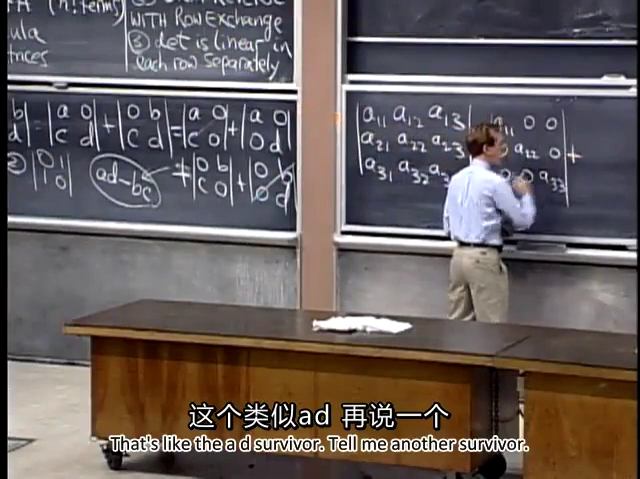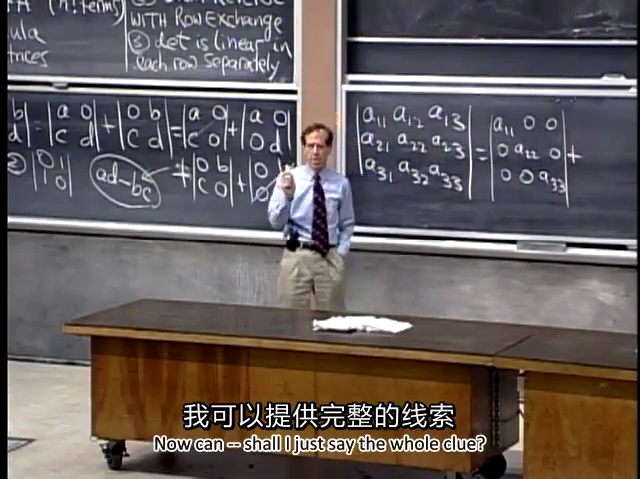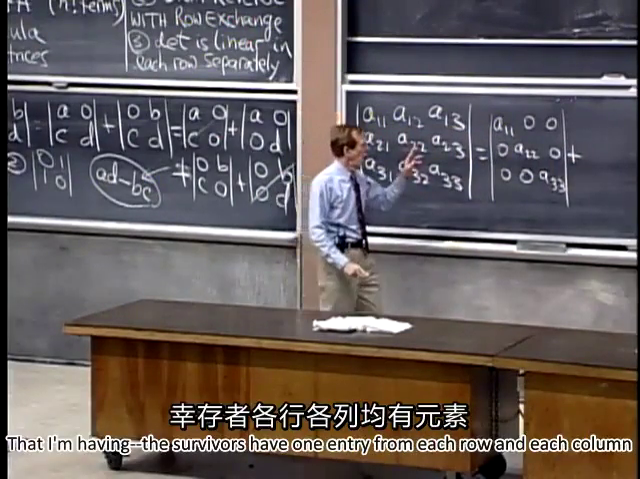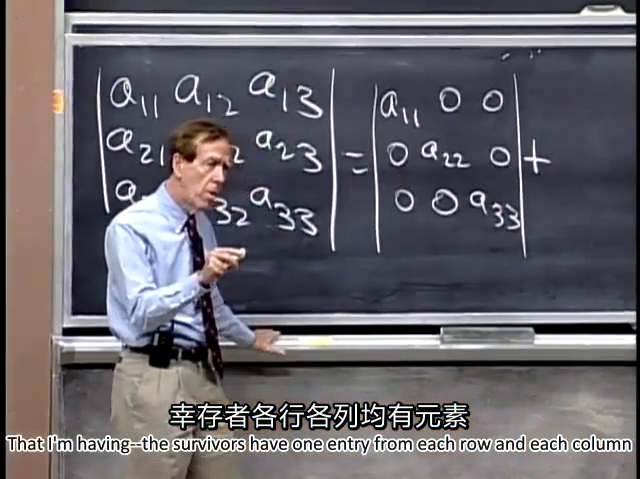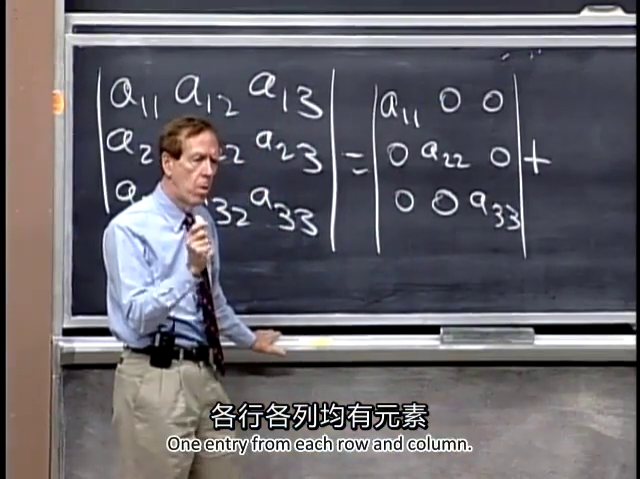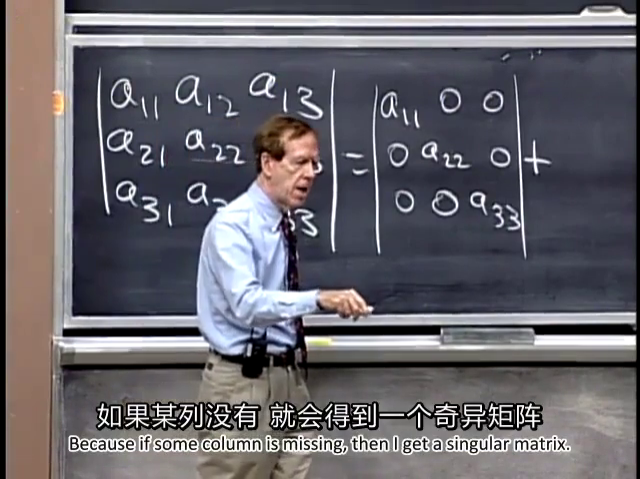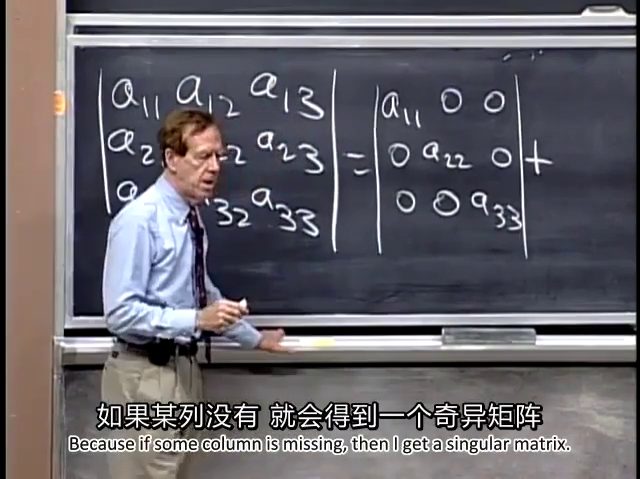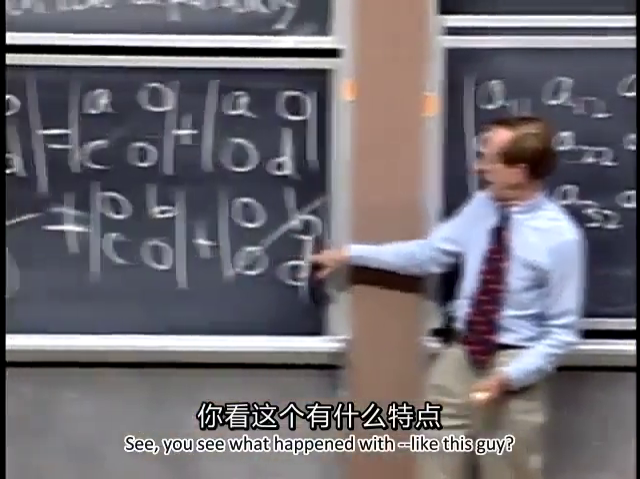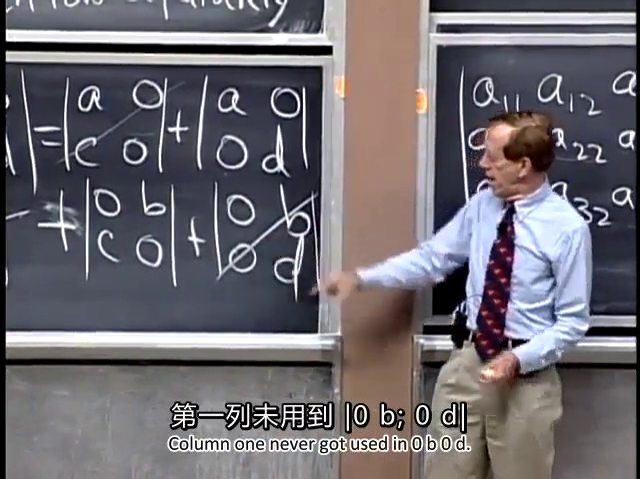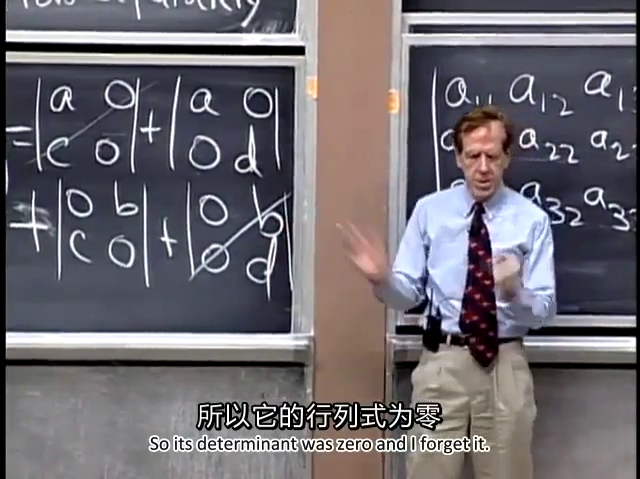Tell me another survivor. What other thing? Oh, now here you see the clue. Now, shall I just say the whole clue? The survivors have 1 entry from each row and each column. 1 entry from each row and column. Because if some column is missing, then I get a singular matrix. And that's one of these guys. See, you see what happened with, like this guy? Column 1 never got used in 0B, 0D. So its determinant was 0, and I forget it.